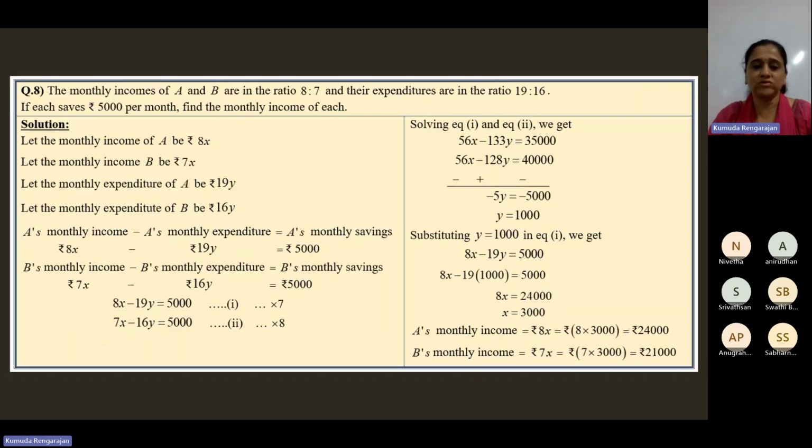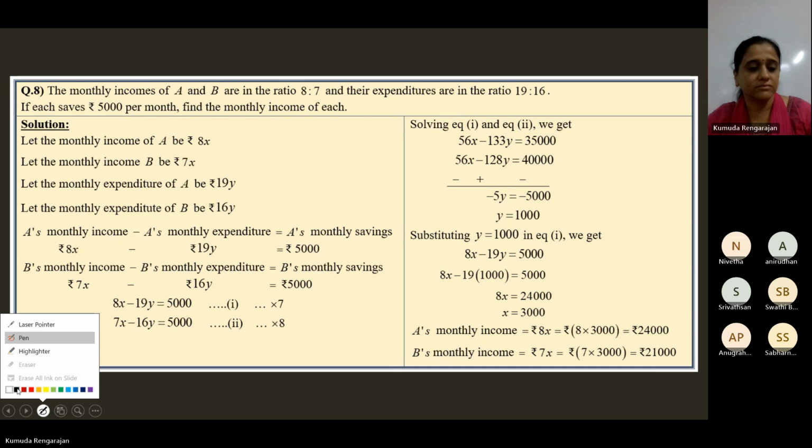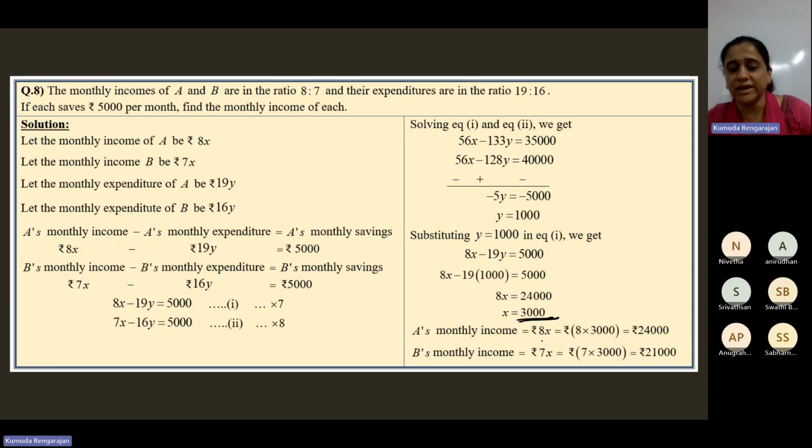So see, I have found Y. So don't ask me why you found. You don't need Y value here. You need only X value. So this is the value of X, and then 8x and 7x are their monthly incomes.